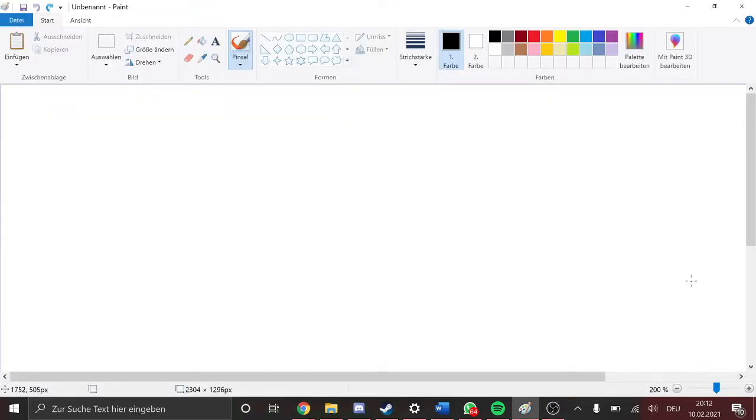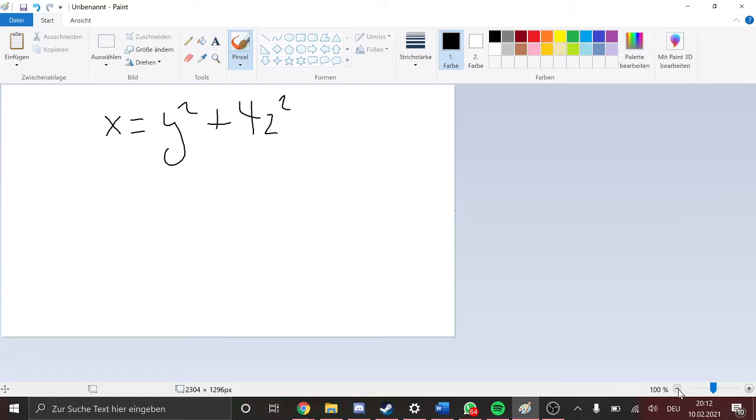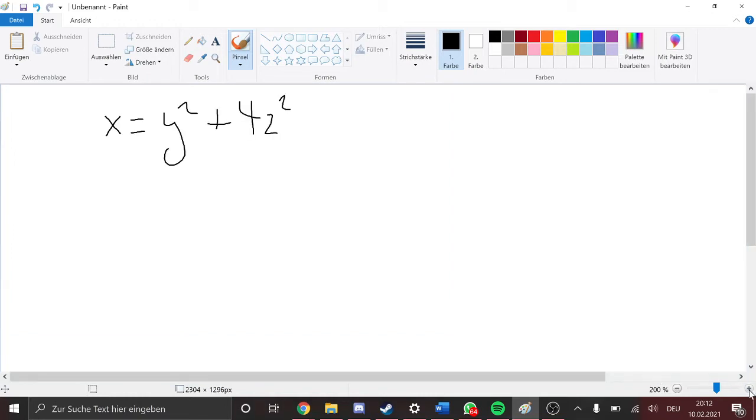Hey everyone, today I will show you how to sketch and identify the surface of a given equation. In this case, I will use the equation x equals y squared plus 4z squared as my example. So the way we're going to do this is by using traces. Basically, we're going to set each variable equal to 0 in a plane.